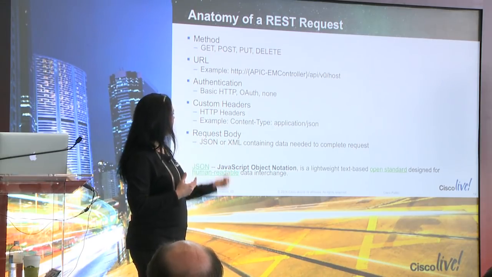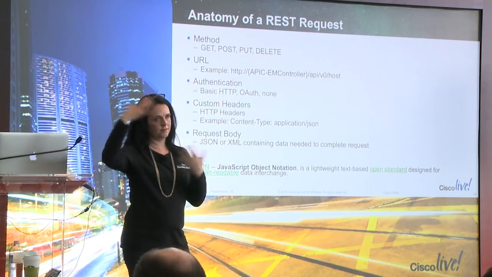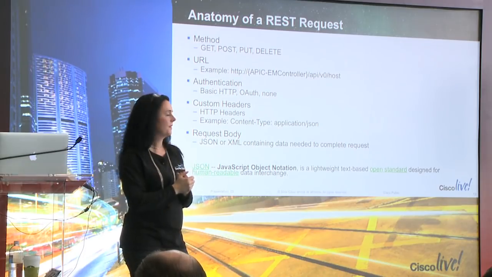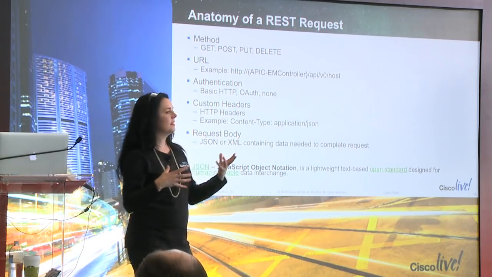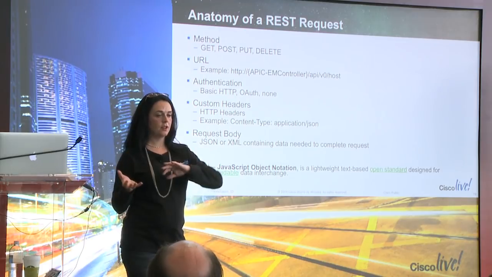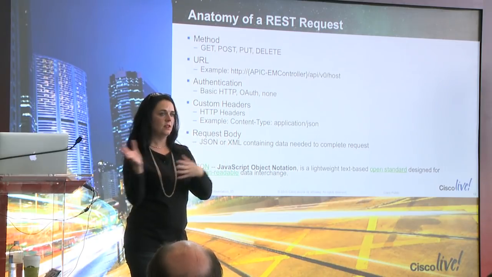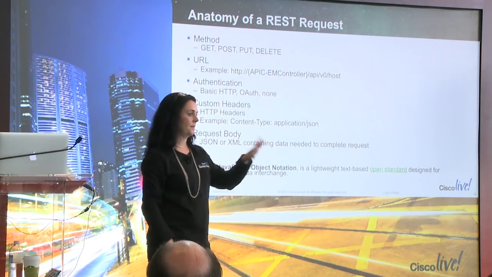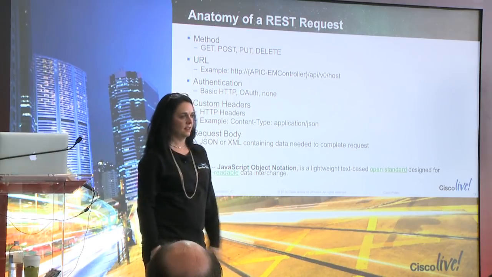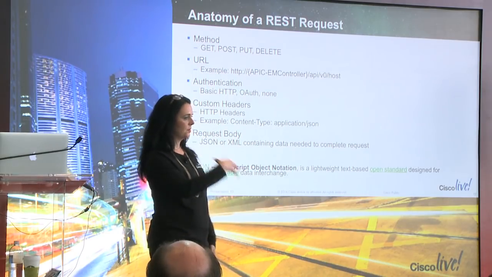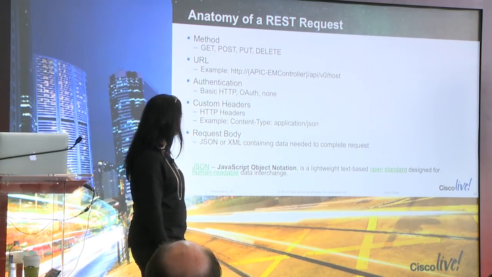And then custom headers. A lot of times there are different headers specified by the interface that you need to include. And then if you are not just retrieving data from the API, but you're going to create something or modify data, you need to send information to the API. You put that in the request body, and that's usually JSON or XML. And we'll do some examples like that too.